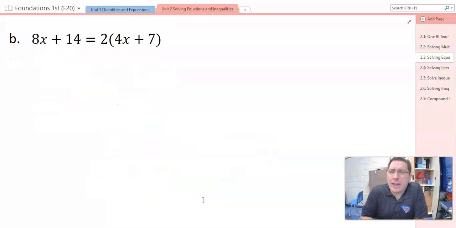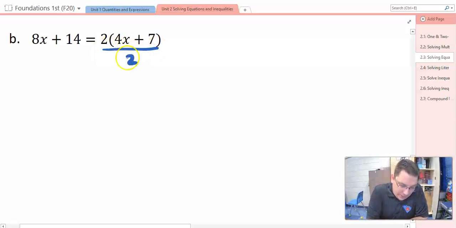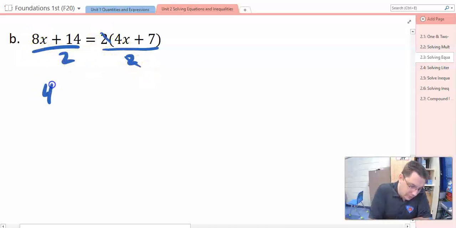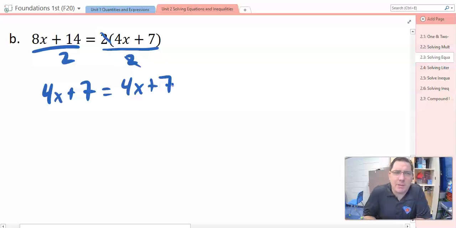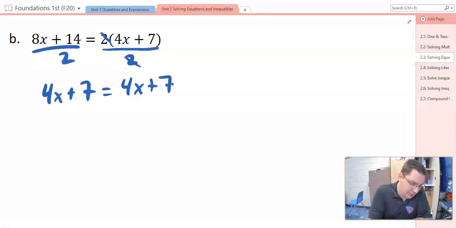So in B, we've got 8x plus 14 is equal to 2, parentheses, 4x plus 7. In this case, if I try to divide by the 2, both these are even, so I can actually divide both sides by the 2. This will cancel this, and this will become 4x plus 7 is equal to 4x plus 7? What just happened there? Look at both sides of this equation. What's happening?